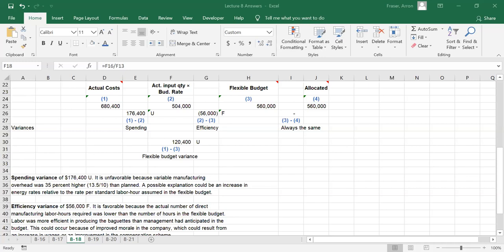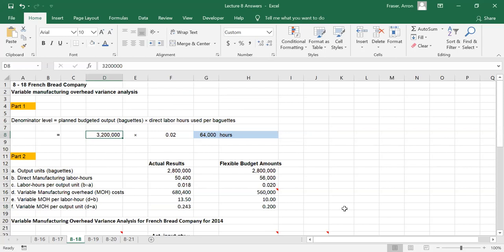Variable manufacturing overheads are allocated to products on the basis of standard direct manufacturing labor hours. So essentially their budgeted output is 3.2 million. To get how many direct manufacturing labor hours French Bread Company is budgeting, it is 3.2 million times the 0.02 hours per baguette. So if we go back here, the budgeted output is 3.2 million, and for each baguette you take 0.02 hours. That gives you a total of 64,000 hours that they're budgeting for that particular year.